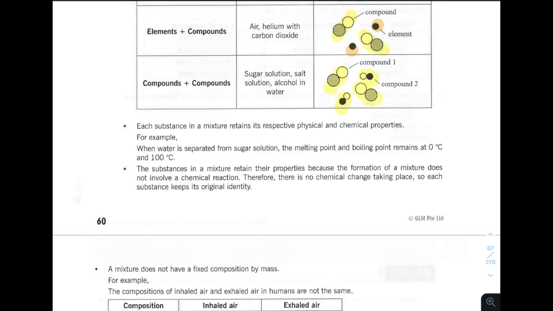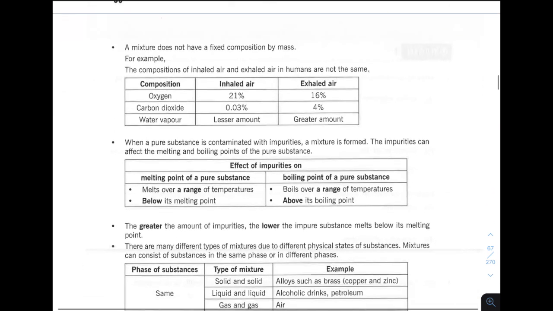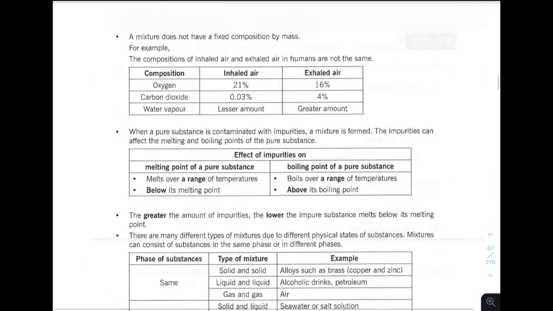Okay, in this sense, because they are not chemically combined together, they would generally follow the properties that are similar to their original physical elements. Okay, so the substances in a mixture retain their physical properties, because the formation of a mixture does not involve any chemical reaction, and therefore there is no chemical change that takes place. A mixture does not have a fixed composition by mass.